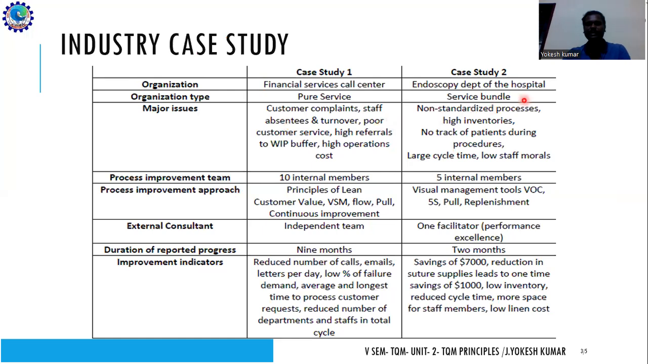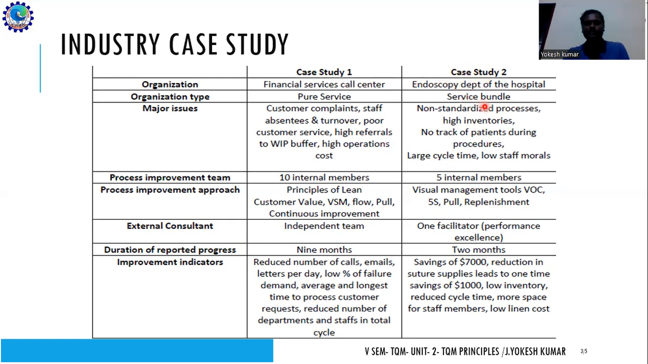And this is the case study. Here I have listed two case studies used in two different organizations. In case study one, I have listed the financial service call center. It is the type of organization that deals with financial services like arranging loans, distributing money to the vendors and sub vendors, and calculating interest. All those things are done in that organization. In the second case study, I have listed a hospital.